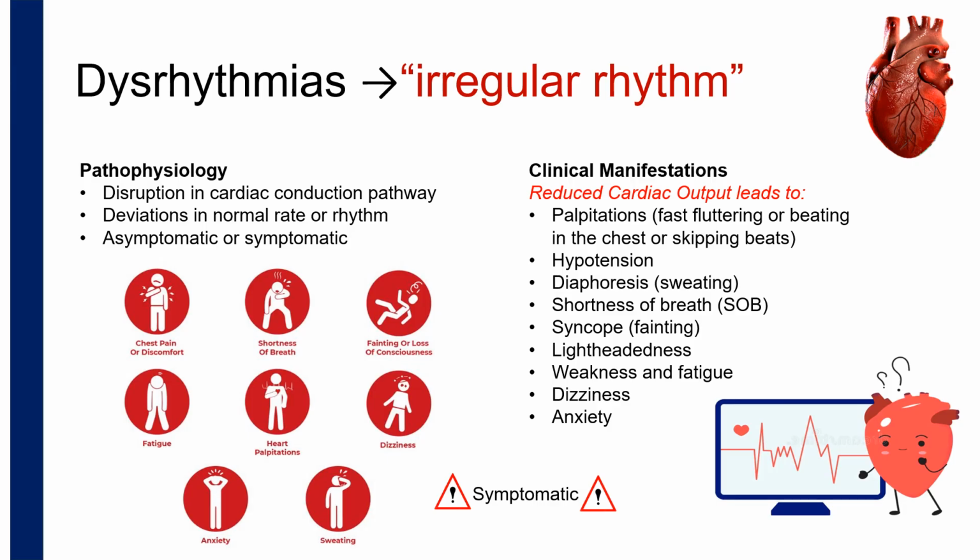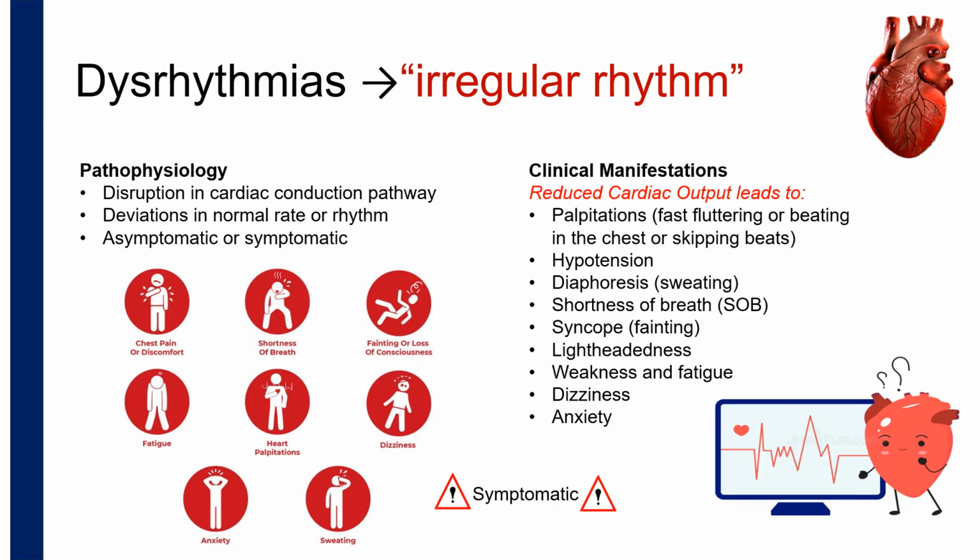Deviations in normal rate or rhythm can also be considered a dysrhythmia. So if you have a patient with a regular rhythm but an above normal rate, we call that tachycardia, or a below normal rate, bradycardia, we still consider that a dysrhythmia. One thing that you need to remember is that dysrhythmias can be asymptomatic or symptomatic, and you need to know how to treat asymptomatic versus symptomatic.